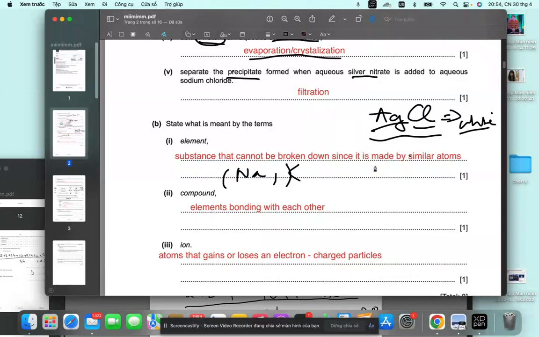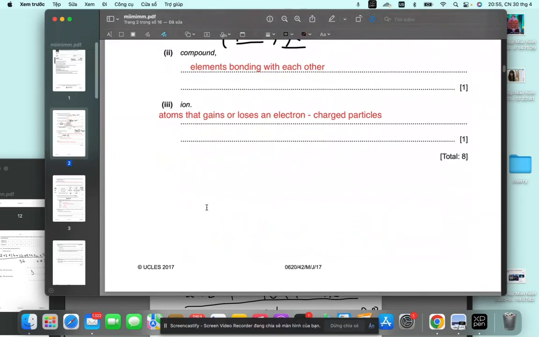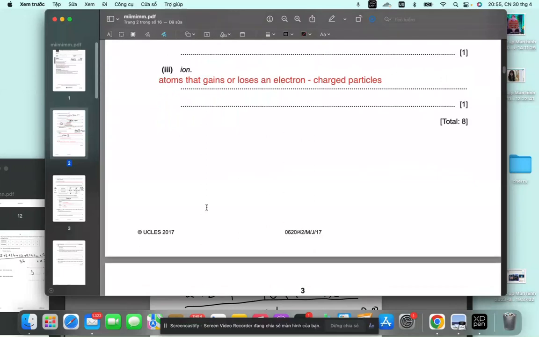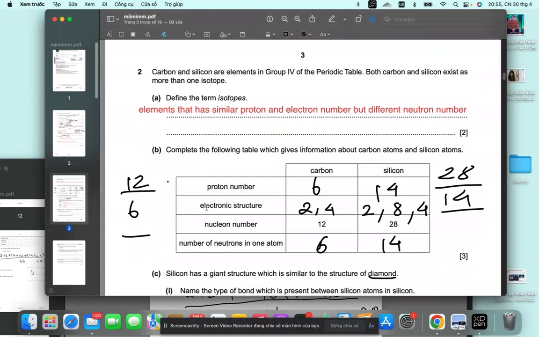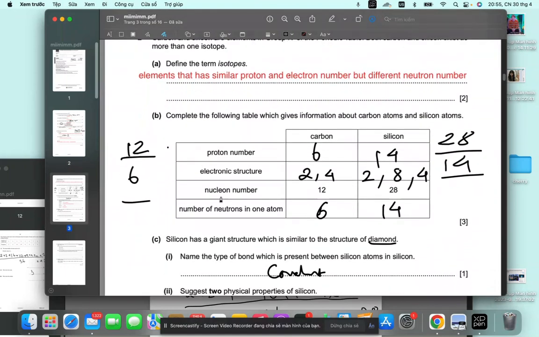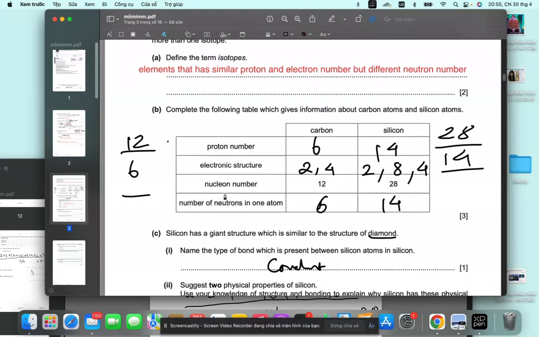B. Say what is meant by the term element. A substance that cannot be broken down, since it is made of similar atoms. For example, the first elements I thought of are sodium or potassium. Compounds are elements that bond with each other, and ions are atoms that gain or lose an electron. An ion is also a charged particle. Isotopes are atoms of an element that have the same number of protons and electrons but a different number of neutrons.